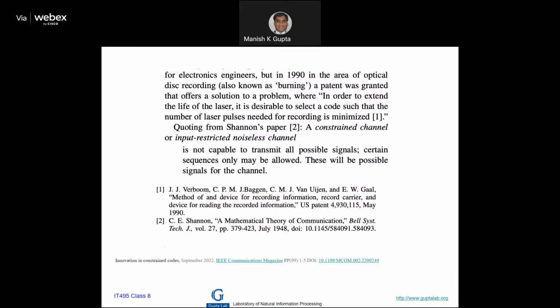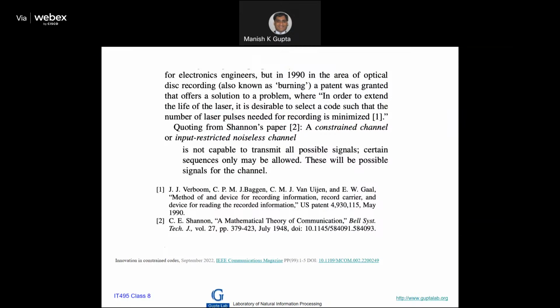As you can see, in the 1990s, in the area of optical disc recording, also known as burning, a patent was granted just for doing this. In order to extend the life of the laser, it is desirable to select a code such that the number of laser pulses needed for recording is minimized. So how do you design such an efficient code? That itself is a patent. That is how it works in storage. You can look at this patent on your own.